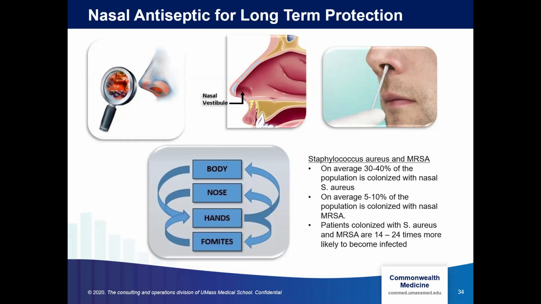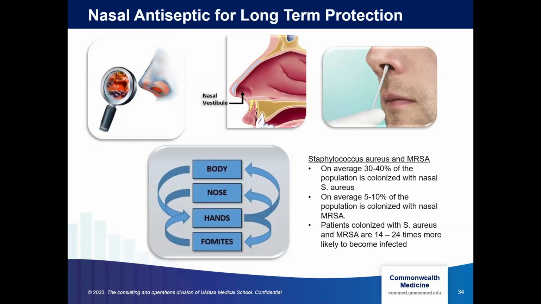The reason we do that is because 30 to 40% of the population are colonized with nasal Staph aureus, and about 5 to 10% are normally colonized with MRSA. They carry it around, they don't even know it. It doesn't cause them harm, it's part of their normal flora. But if they wipe their nose because it's itchy with their hand, and then they turn and take care of a patient, and they didn't sanitize their hands before they touch that resident or patient, they can transmit it. Patients with colonization of either Staph aureus or MRSA are 14 to 24 times more likely to become infected if they're in a hospital setting. So we know that the nose can transmit it to the hands, and the hands can transmit it to fomites or to the body.